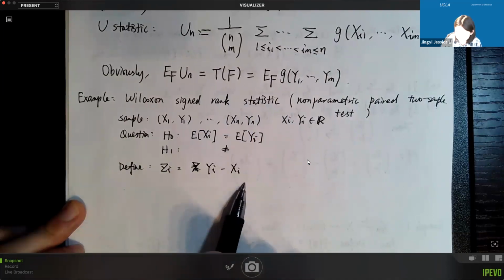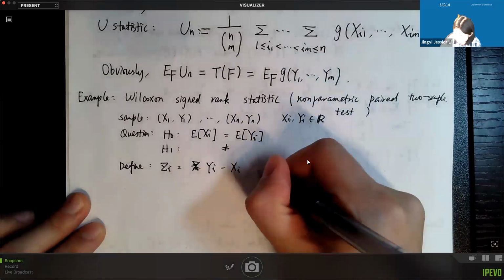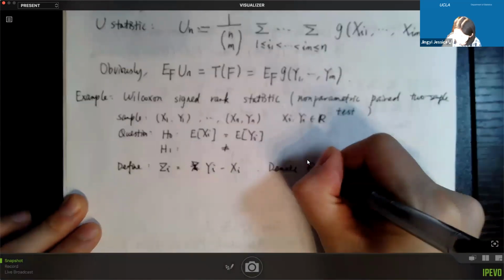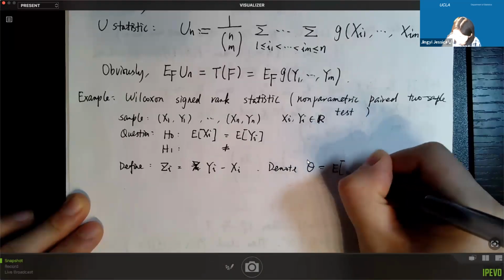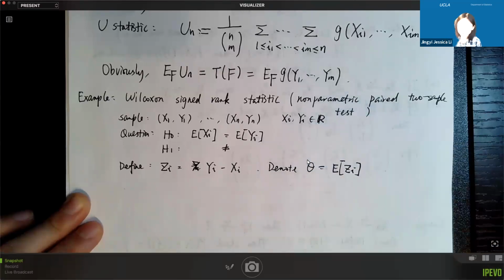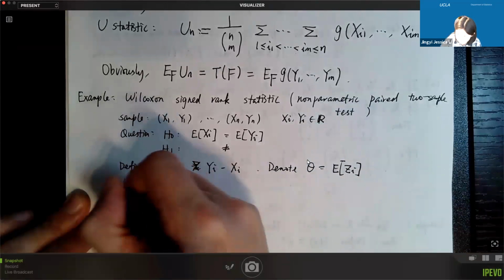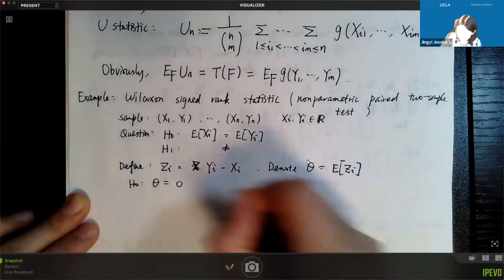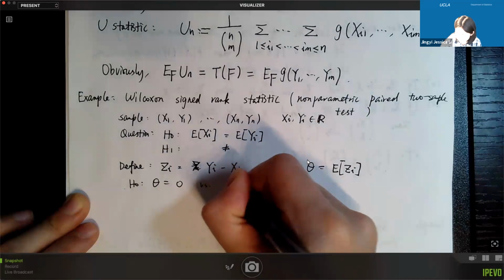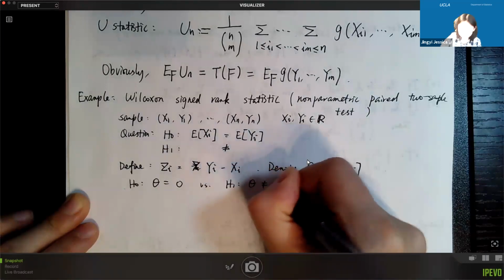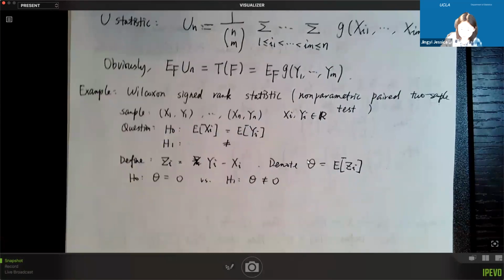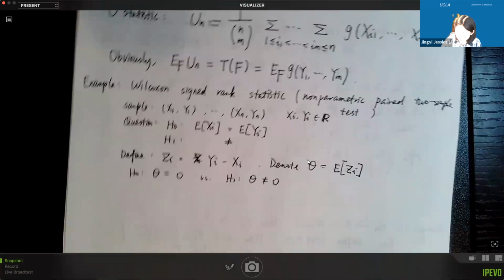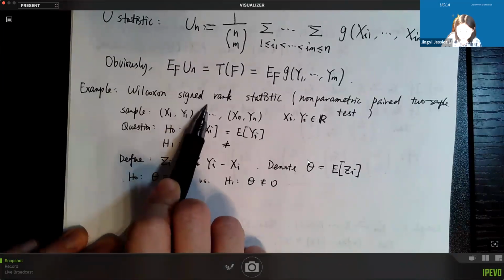Okay, so then we denote theta to be the expectation of zi. With this notation, the null hypothesis becomes theta equals 0 versus the alternative hypothesis theta is not equal to 0. So we change the question to be like this. Okay, then how do we define the Wilcoxon signed rank test statistic?